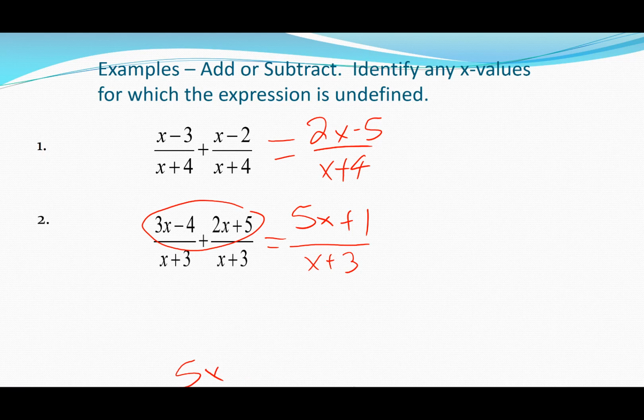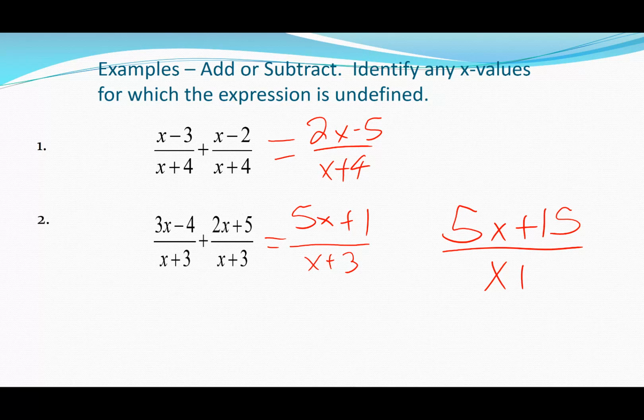So there you go. 5x plus 1 over x plus 3 is our final answer. Now, let me point something out. It didn't occur in this problem, but it could occur in other problems. Just theoretically, let's say my answer was 5x plus 15 over x plus 3.